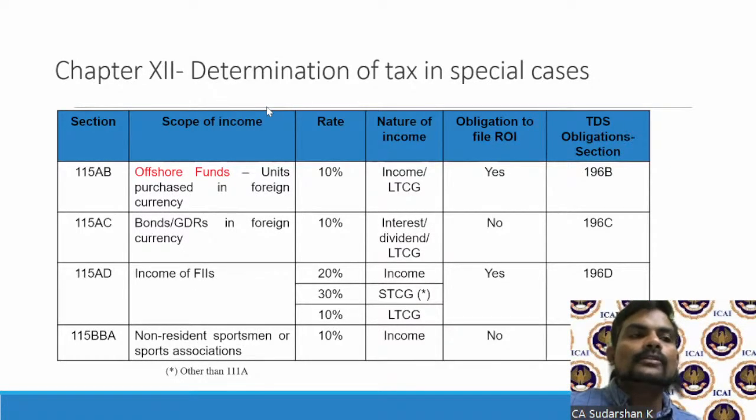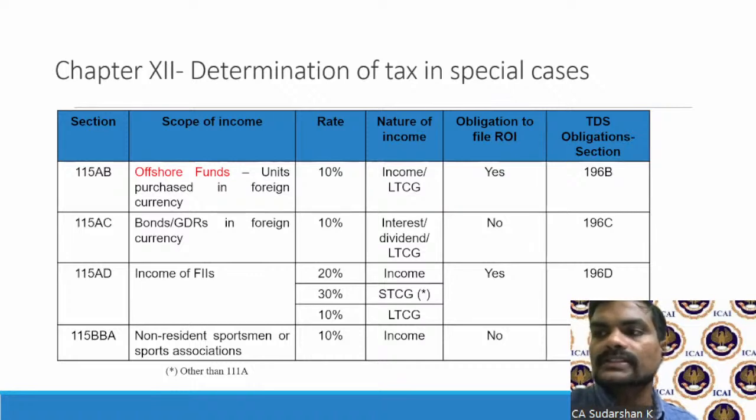115AD, income of foreign institutional investors. Now, of course, there's nothing called foreign institutional investors anymore; it is foreign portfolio investors. FIIs are subsumed under FPI, I think from 2013 or 14. But basically, what are all the foreign investments that India gets? Either FDI, that is foreign companies, non-residents investing in Indian companies. You have FPI. FPI includes foreign institutions or investors. They invest in bonds, shares, capital markets in India.